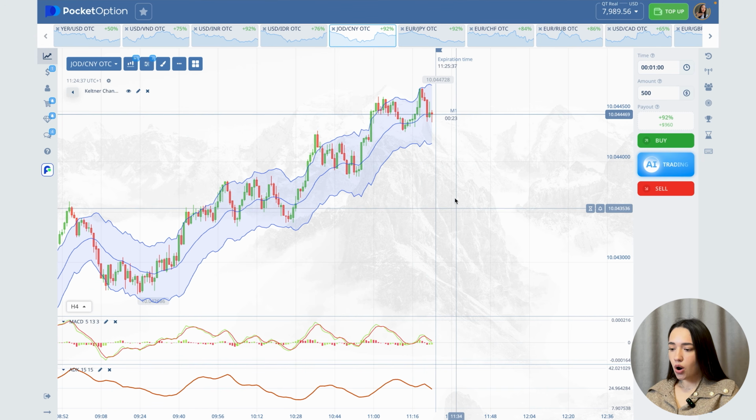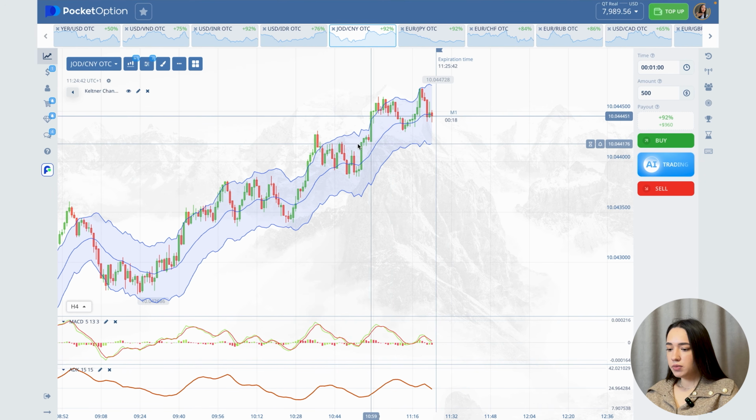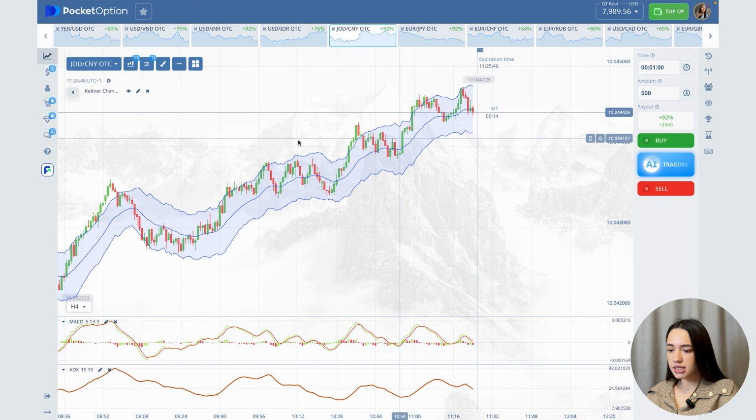So let's open one more trade as the final one for today. I believe I've explained everything clearly so far, so let's proceed and find the next entry point.